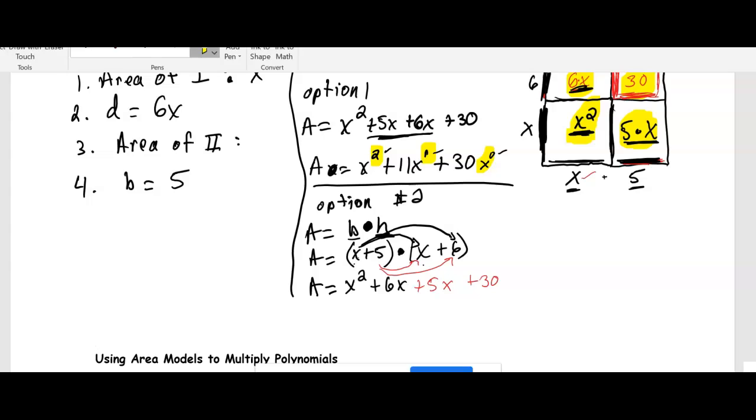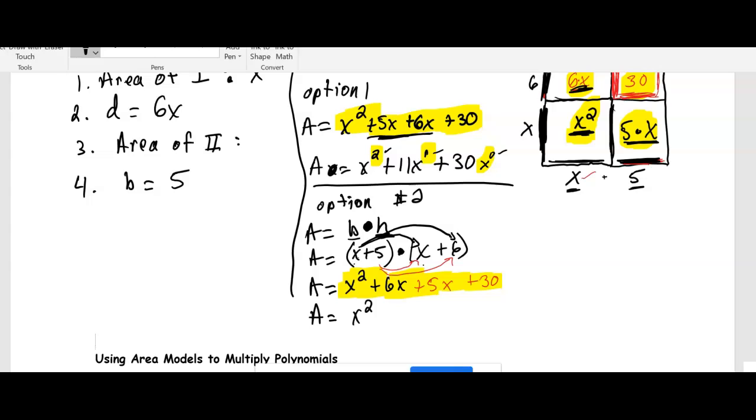So now look at what we have up here. When we added these individual rectangles together, isn't that the same thing we just got right now by multiplying those two polynomials together? All right. Now we'll clean these up. We'll put it in descending order.